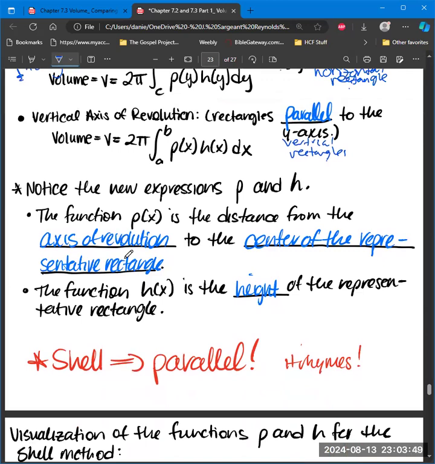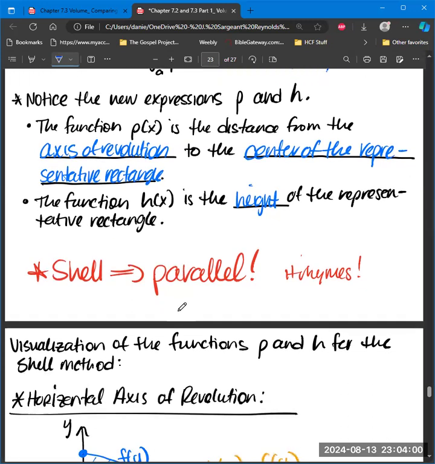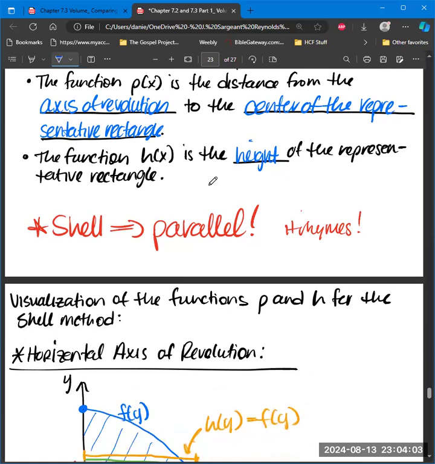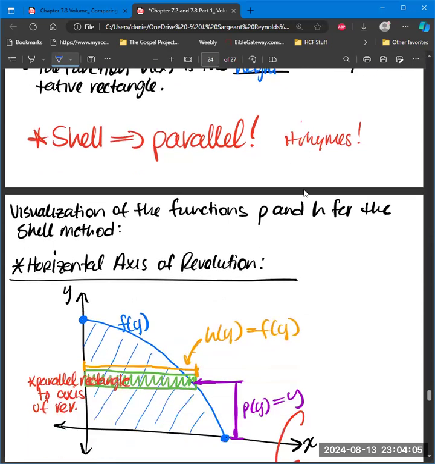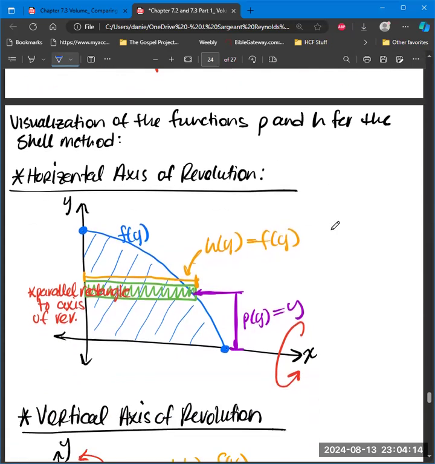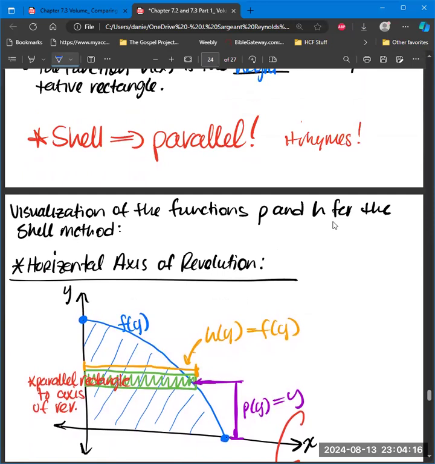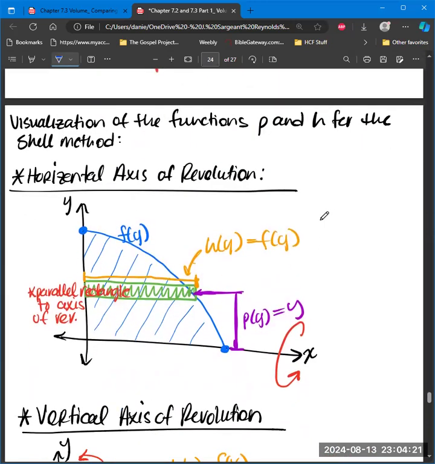So the function p of x is the distance from the axis of revolution to the center of the representative rectangle. And again, we'll just call that p. It's rho, but we're going to call it p. And the function h is the height of the representative rectangle. So big idea here, shell method we use parallel to the axis of rotation. Shell parallel, it rhymes, so that you remember when to use the shell method.